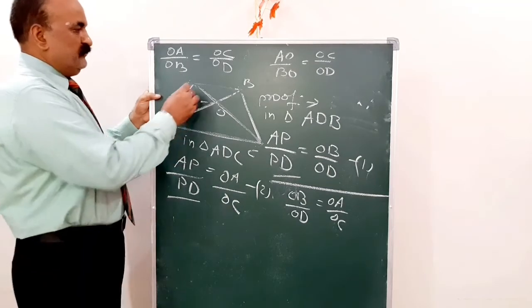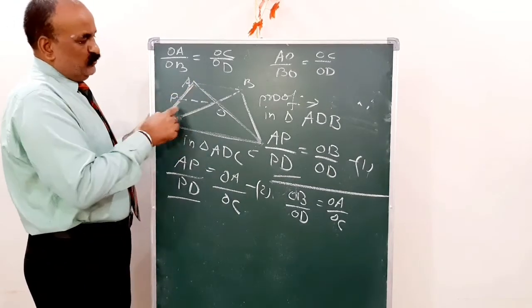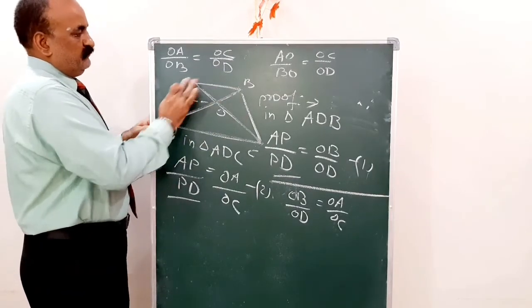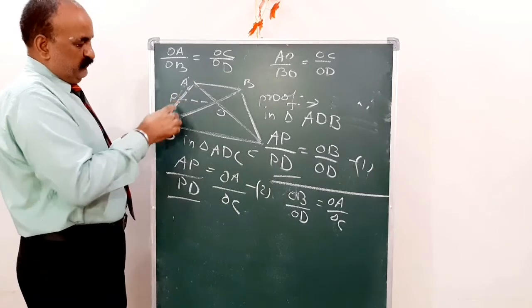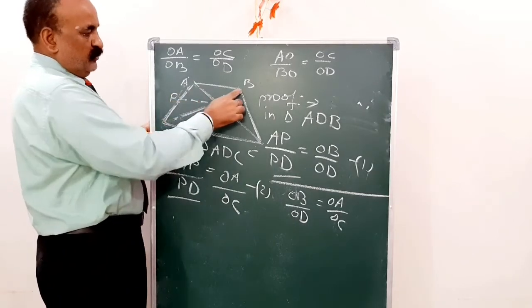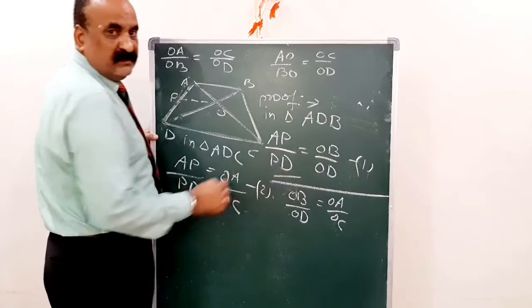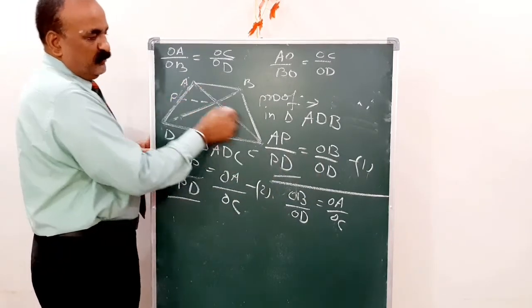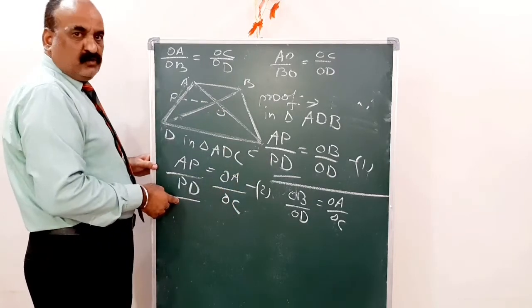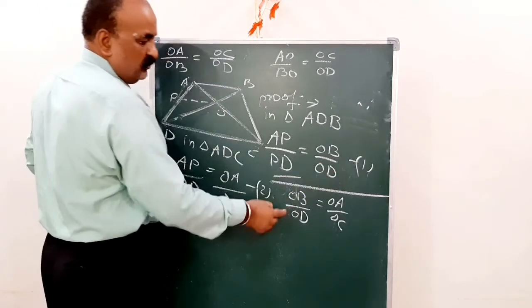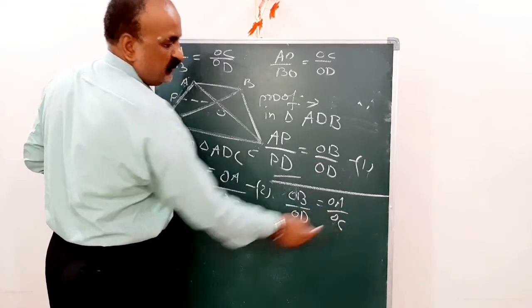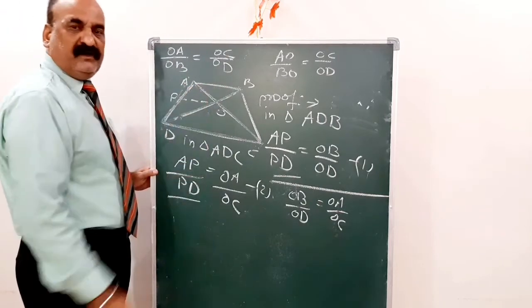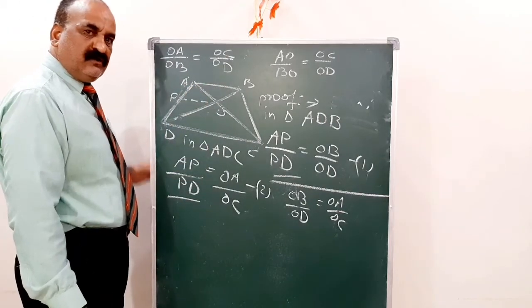Again I want to tell you, in this triangle, this is A, first you can take this triangle. So AP upon PD is equal to OB upon OD. That I have written here. Now in this triangle, AP upon PD is equal to OA upon OC. These two conditions you got. It means from 1 and 2, OB upon OD is equal to OA upon OC. Transfer OB here. So OA upon OB is equal to OC upon OD. Clear to you? Okay, very good.